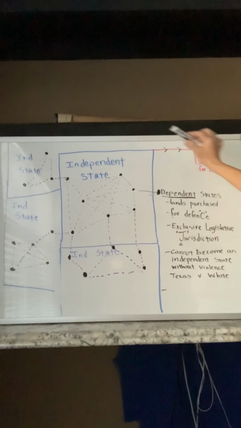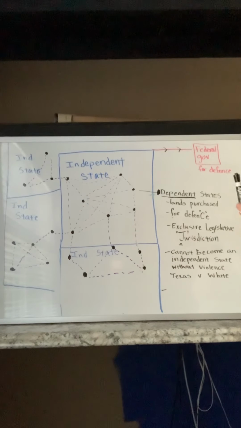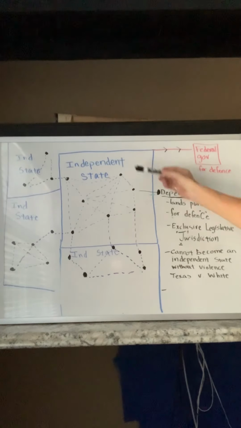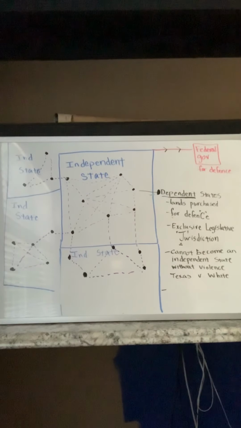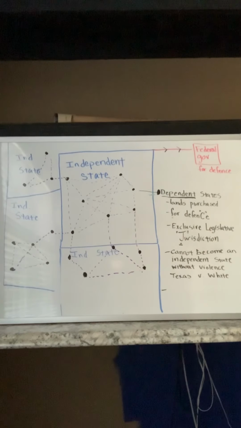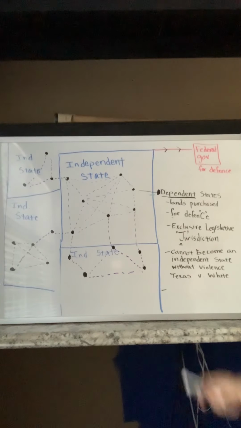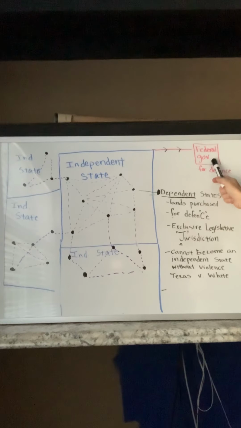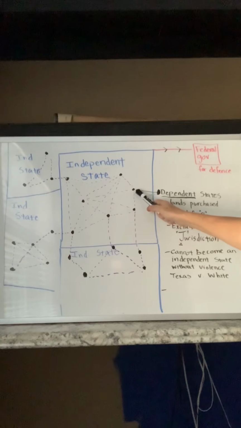So here you now understand why you're already free, because you're in the independent state. You are free, sovereign, and independent. You have nothing to do with the dependent state unless you're an officer or employee of the federal government, meaning you're either in the military or you work for the military.